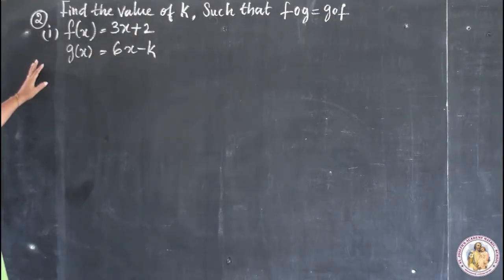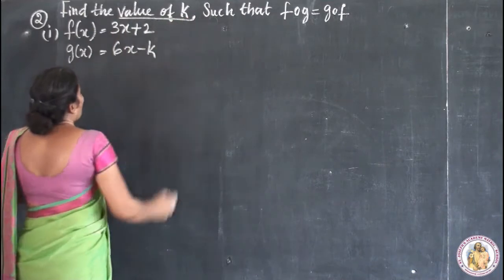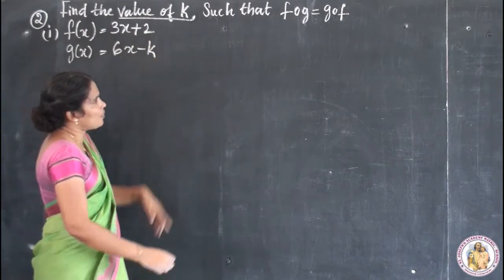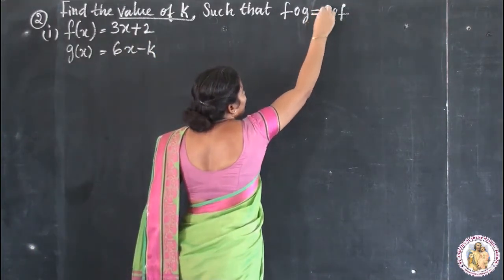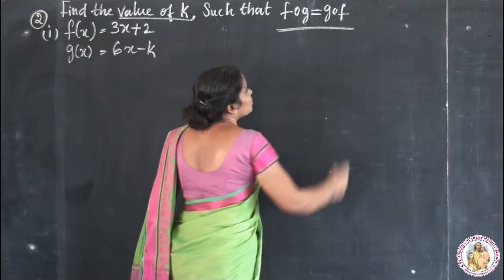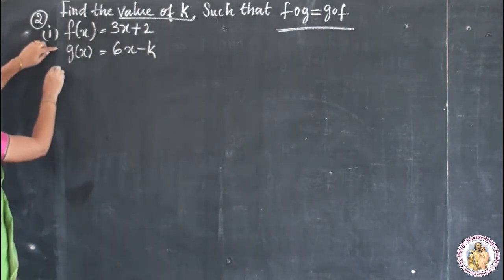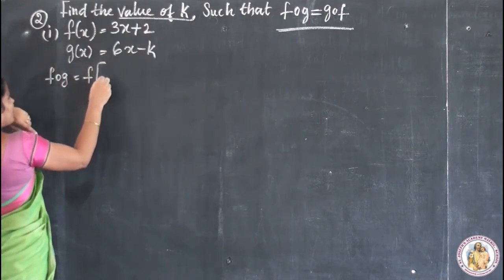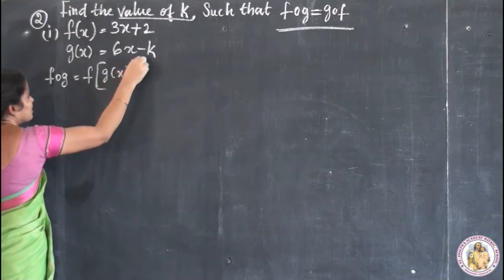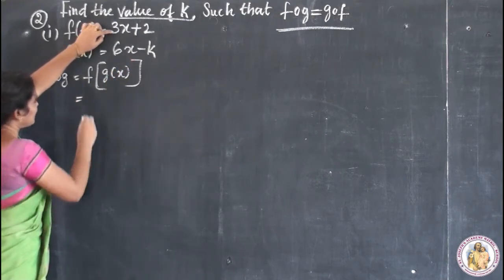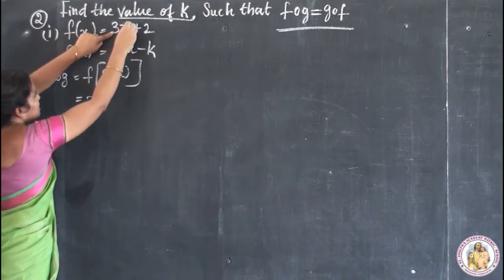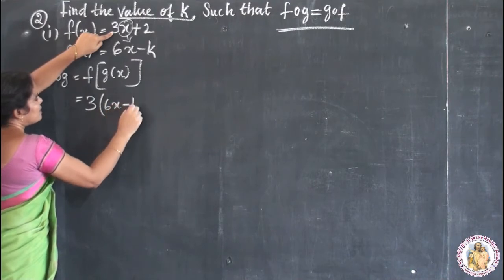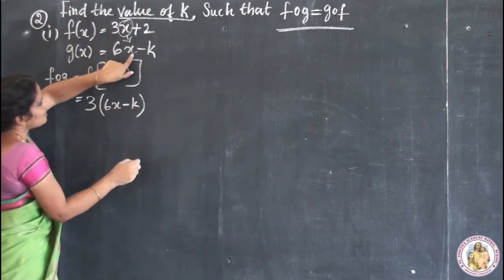Question number 2, find the value of k. In g of x it is given as k, so you have to find the value of k such that f of g is equal to g of f. It is given that it is equal. Okay, so we'll start with f of g. f of g is f within bracket g of x. Take f, 3 in the place of x. You have to write 6x minus k.